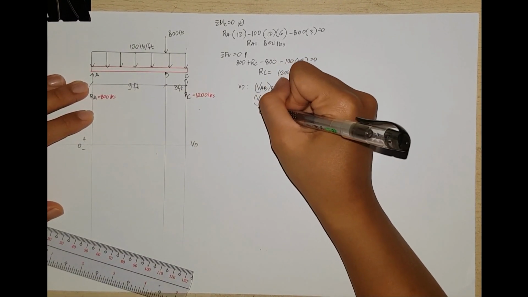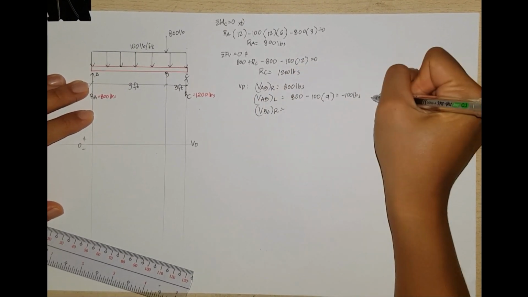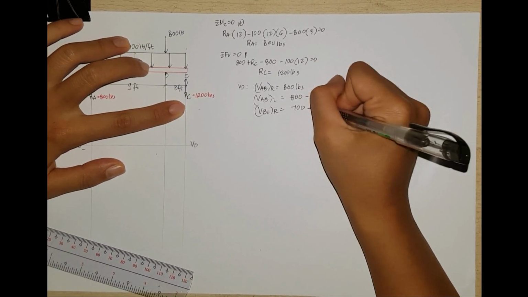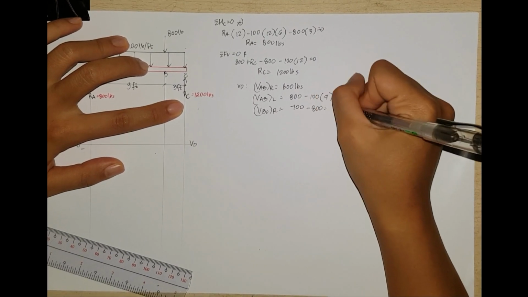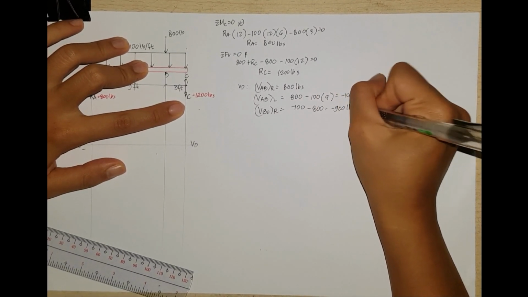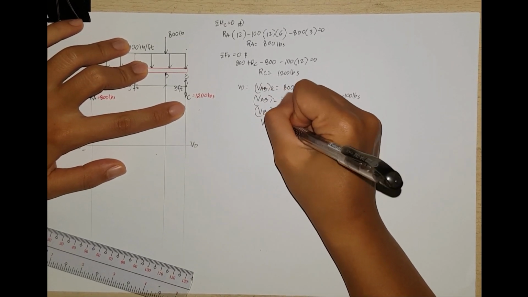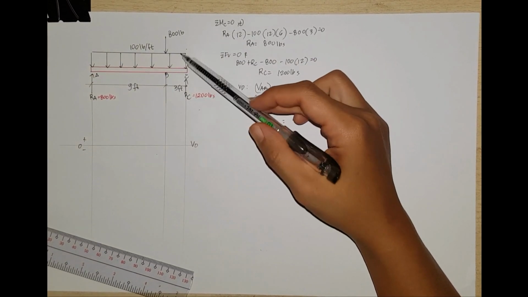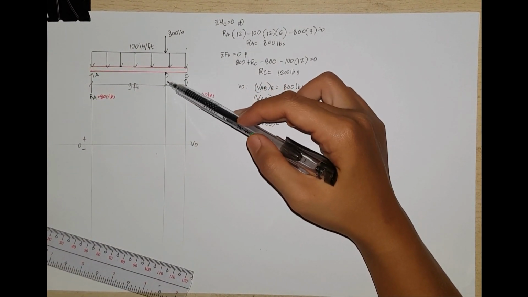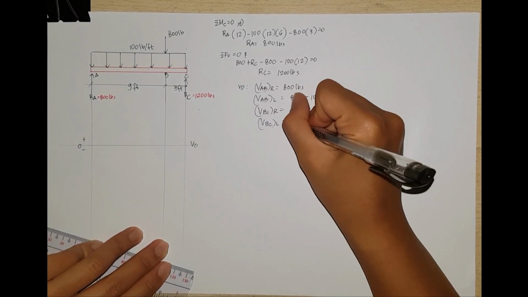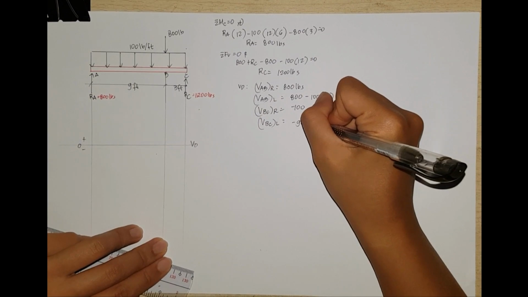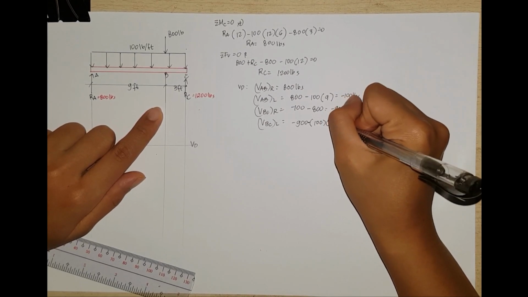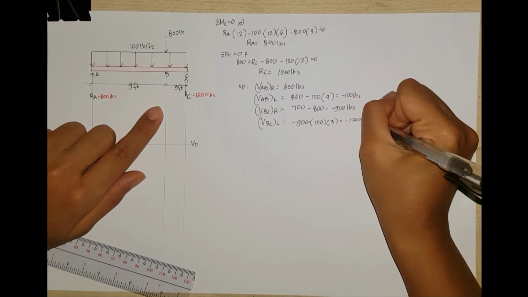And then for segment BC, copy lang natin yan, negative 100. Is there any point load at this area? Yes, we have, which is equal to negative 800 pounds. So it is equal to negative 900 pounds. And then for the area, is there any area in the load diagram? We have, which is equal to 100 pounds per foot multiplied by 3 feet. So negative 900 minus 100 multiplied by 3. So it's equal to negative 1,200 pounds.